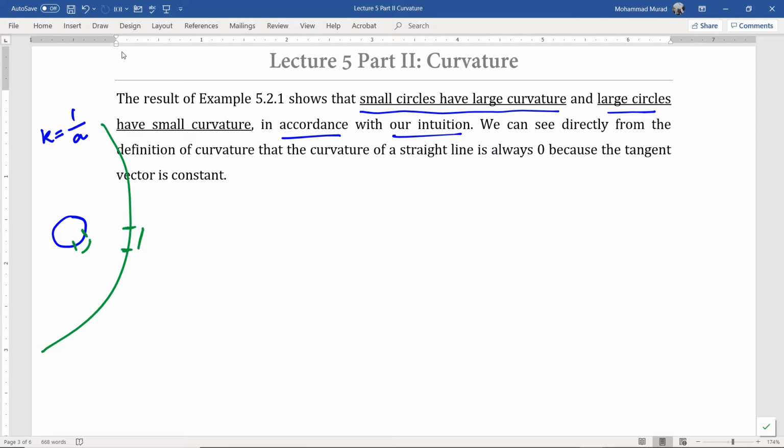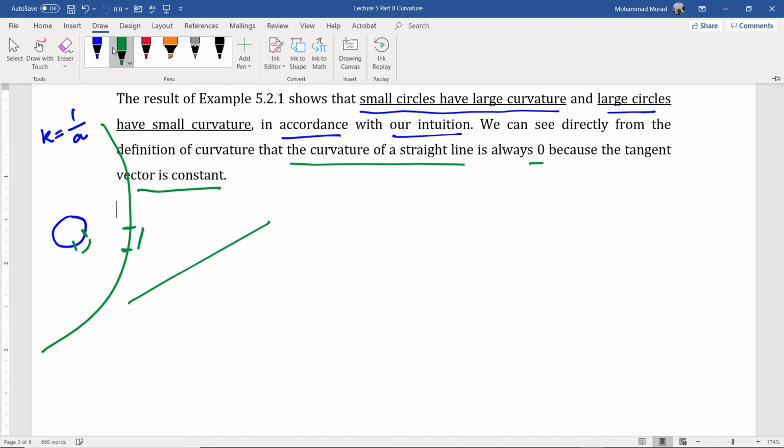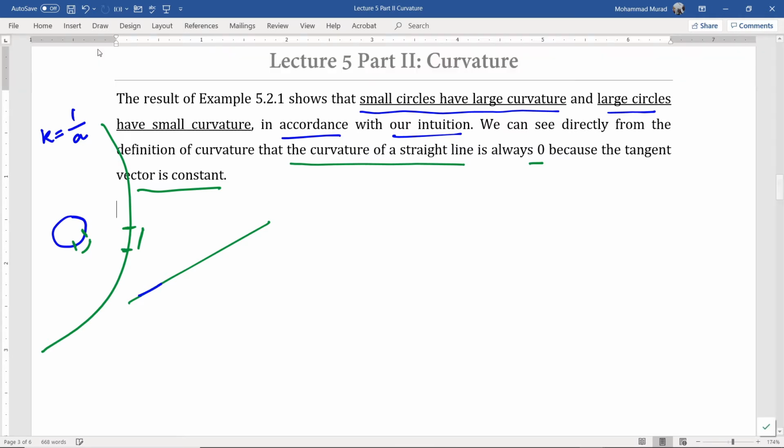And we can also see directly from the definition of curvature that the curvature of a straight line is always 0, because the tangent vector is constant. The tangent vector at any point is not changing direction.